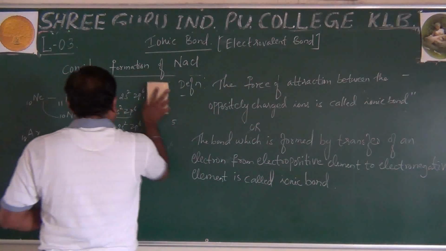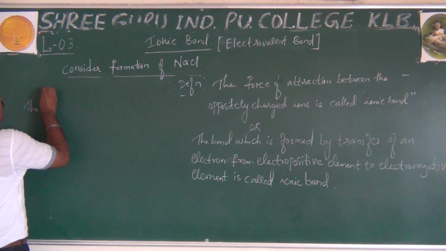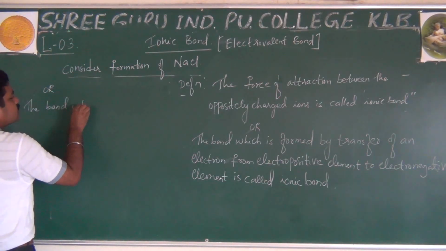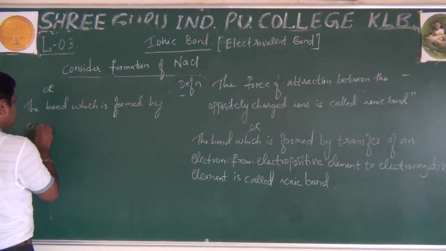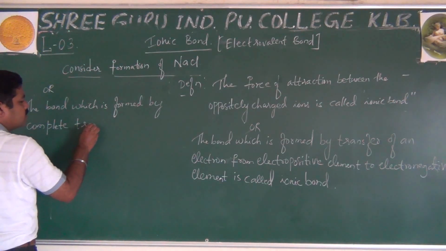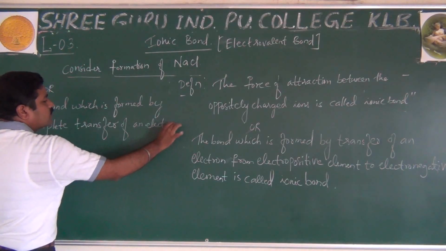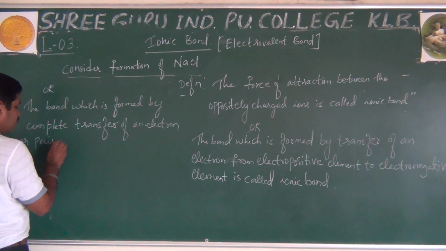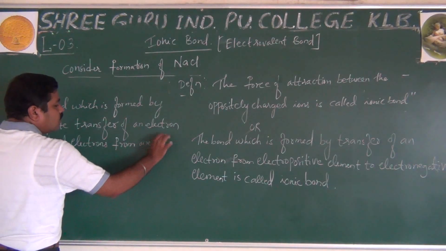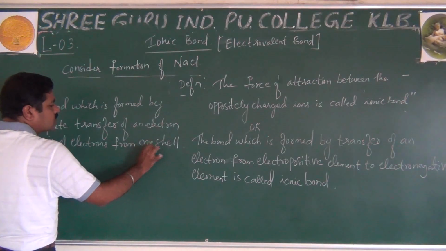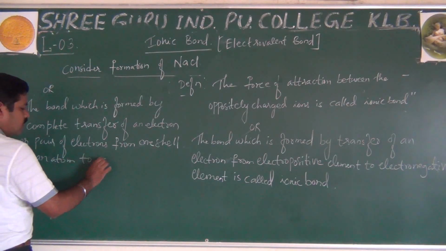Okay, right. Next, you can also give this definition as: the bond which is formed by complete transfer of an electron or pair of electrons from one shell of an atom to another shell of an atom.